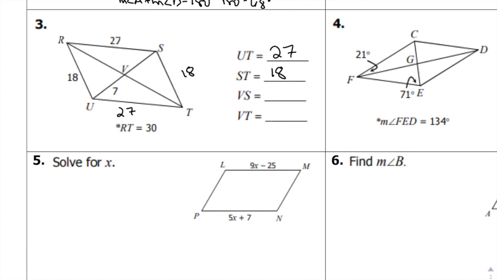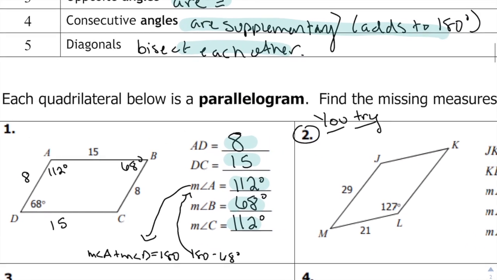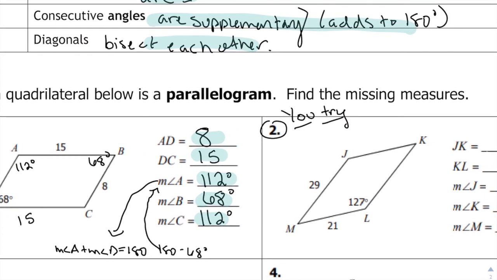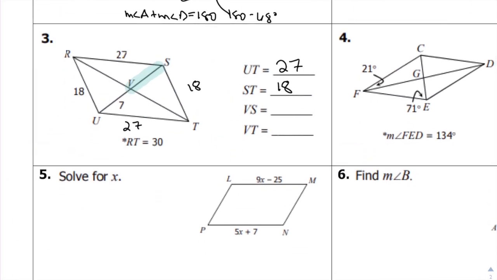Now let's find VS. So here's VS, that's a part of a diagonal. So let's look back. Diagonals bisect each other. So that means that this whole diagonal can be split into two. If I know half of it is 7, that means the other half has to also be 7. So VS is 7.